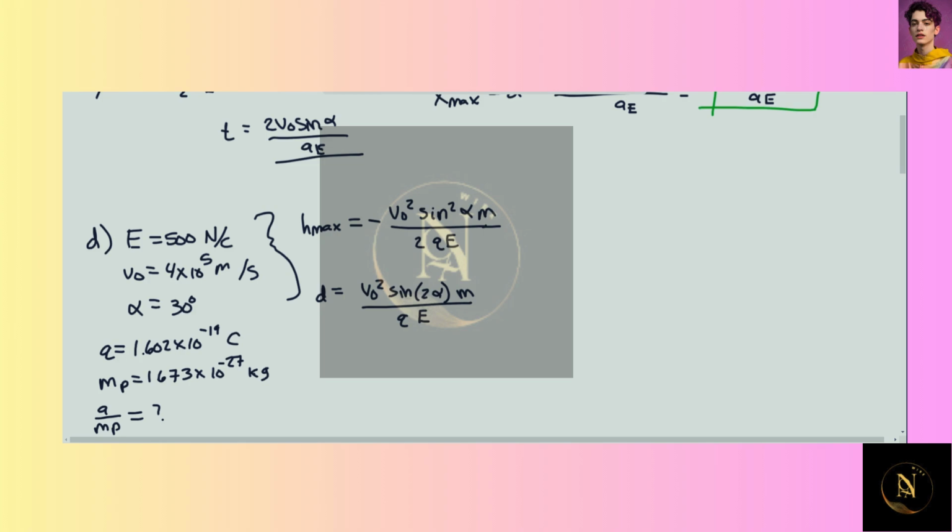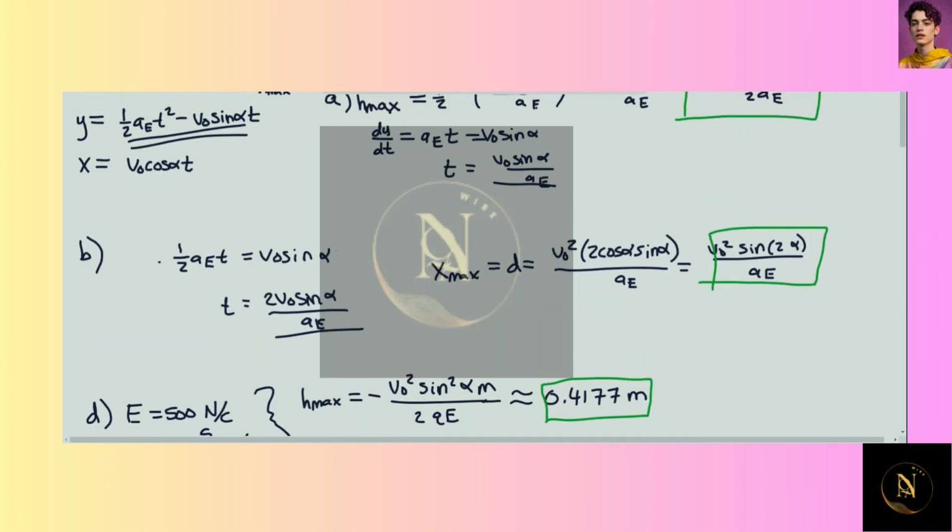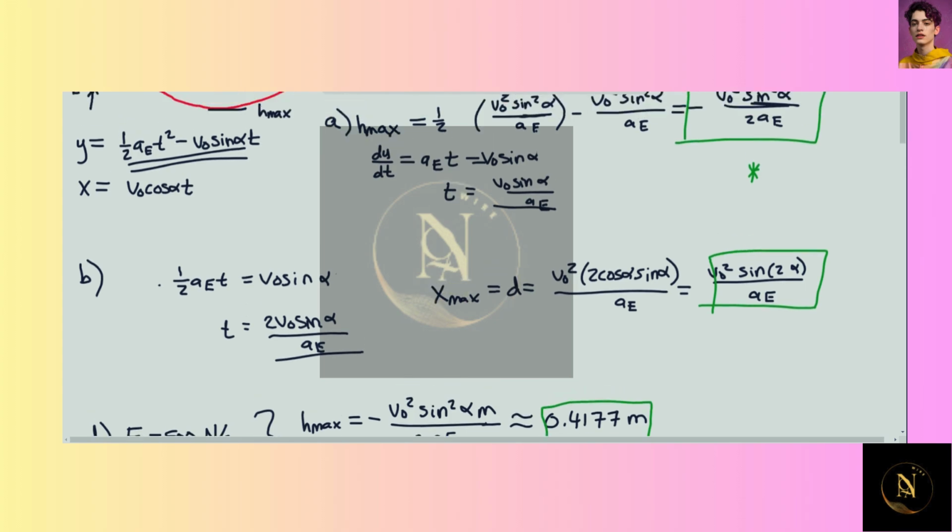So there's a few ways to calculate this using a few different values, but when you plug them in, you should get that h max is approximately 0.4177 meters, and d is approximately 7.235 times 10 to the negative 6th meters. These are your two values. And these up here are the two expressions found using solutions similar to the projectile motion equations.